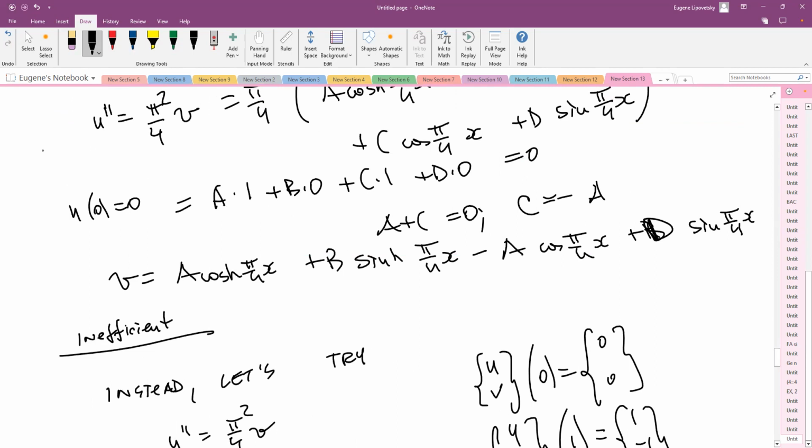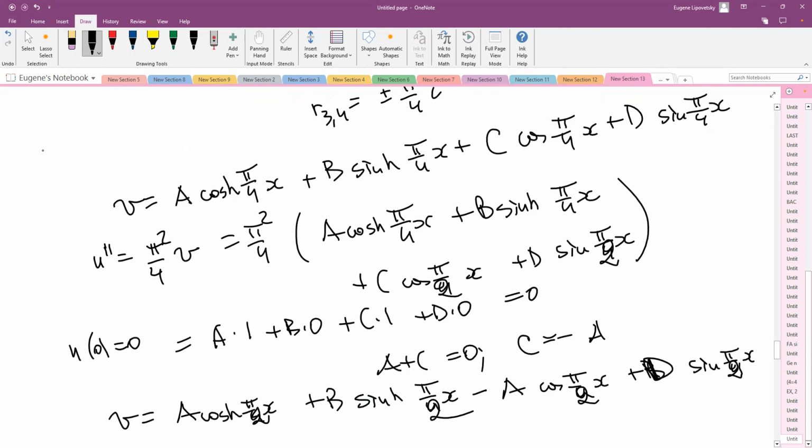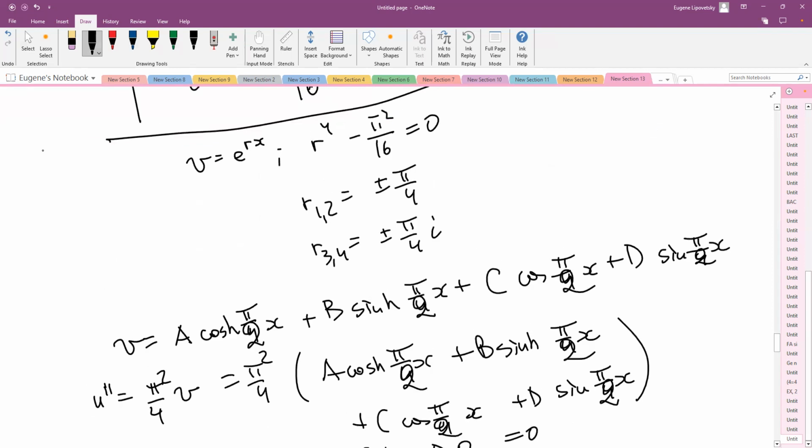That's pi over 2. Sorry, right? Okay. It's going to be pi over 2. And this is pi over 2, right? Okay.